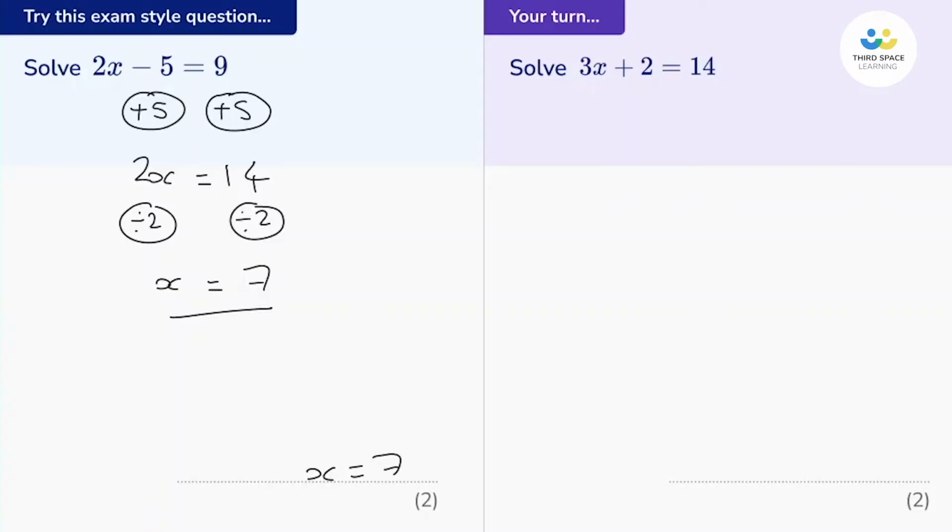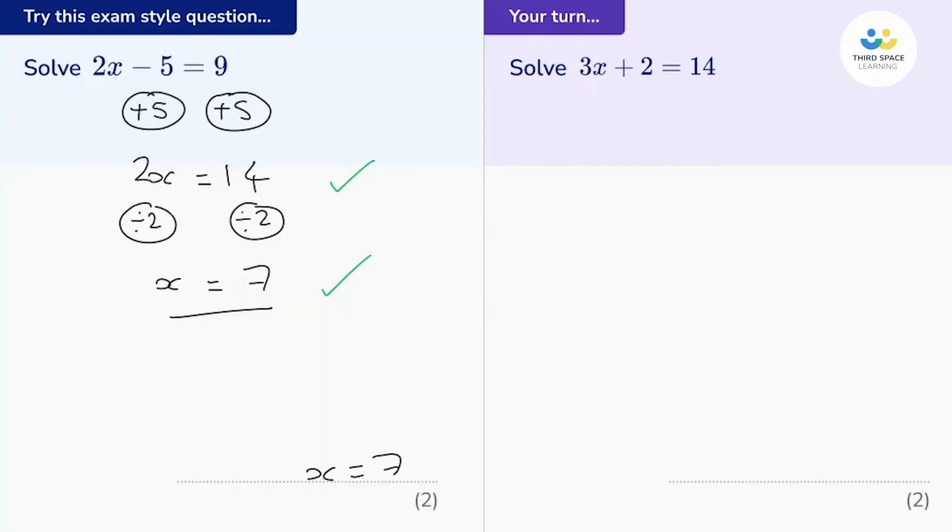Let's see where those marks come from. So we're going to get 1 mark for an attempt to isolate x on one side of the equal sign. And then the second mark comes from the fully correct answer. Okay, your turn. Pause the video and have a go. Best of luck.